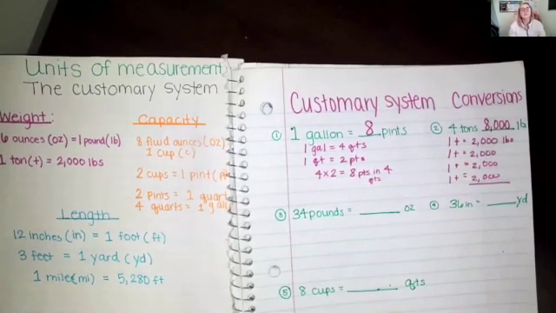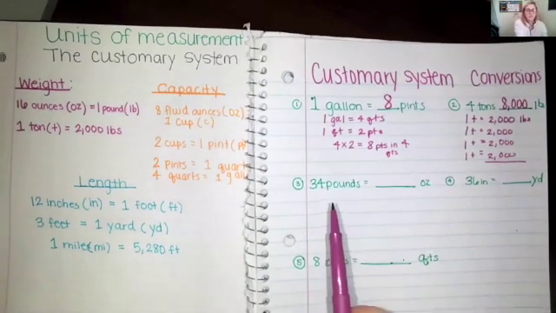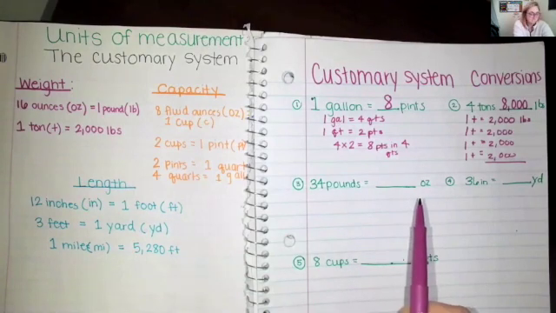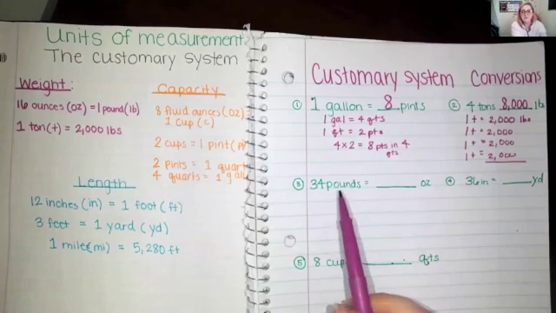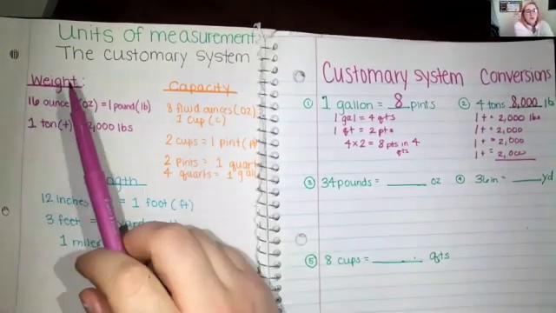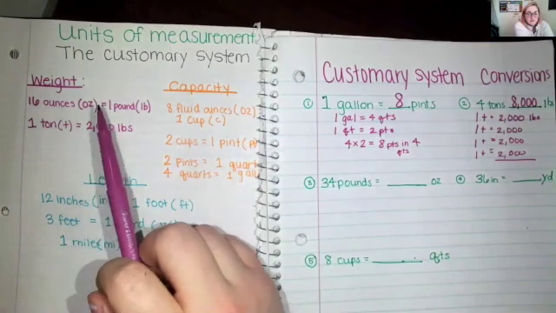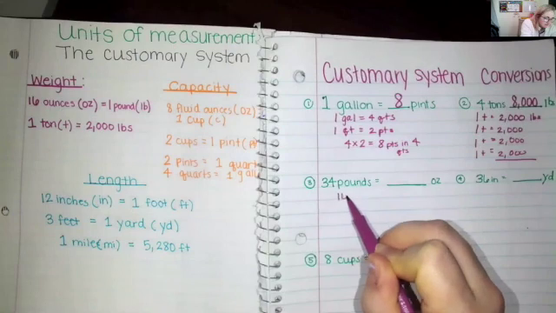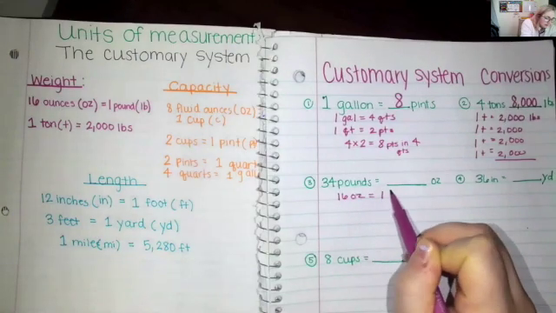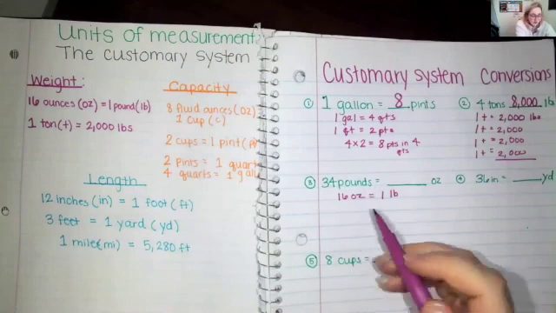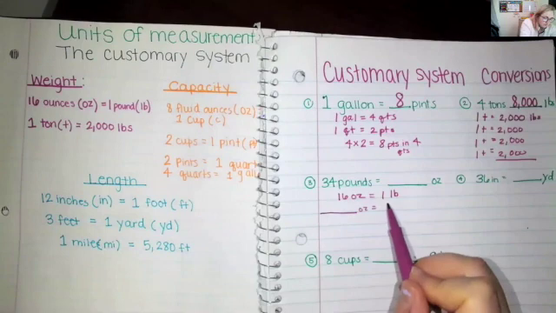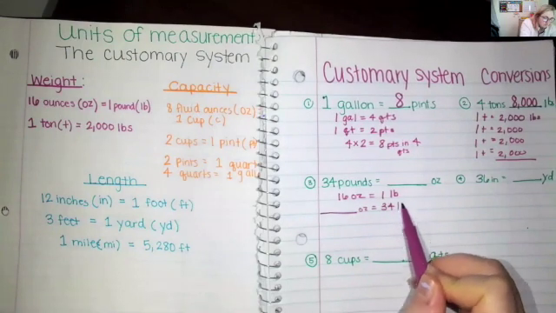Now, let's go on to number 3. Remember, if at any time you need to rewind or pause so you can copy something down, please do it. Number 3, 34 pounds equals how many ounces? Let's see. What do we know about ounces and pounds? Well, I know that 16 ounces is 1 pound. Okay, so let's write that. I want to know how many ounces are in 34 pounds. Ooh, that's a lot.